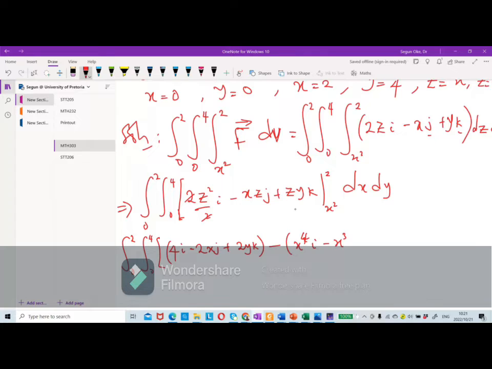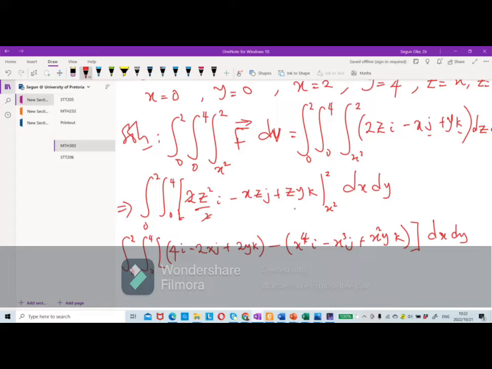z x cubed j plus, when you substitute to this one, what do you have? x squared y, x squared y k dy dx. So I can open the bracket, or I can integrate depending on what I want to do now.